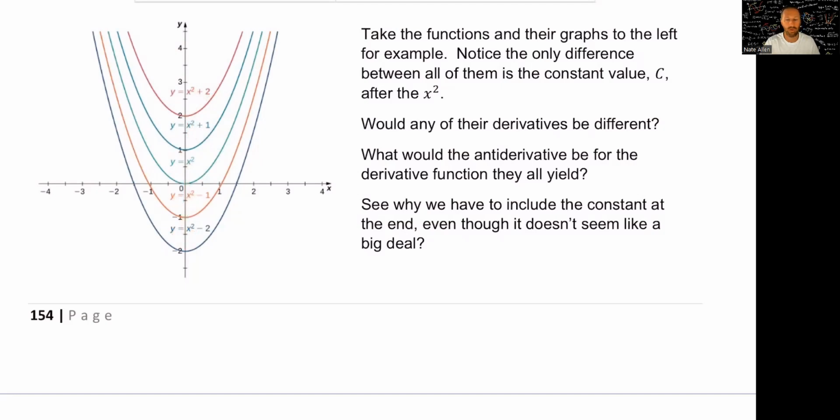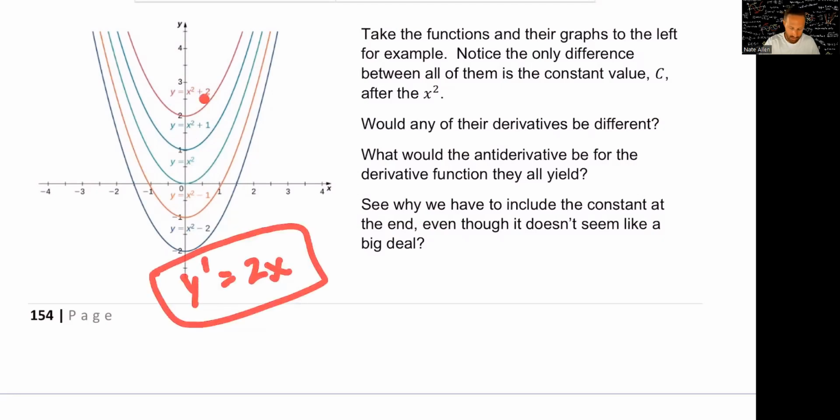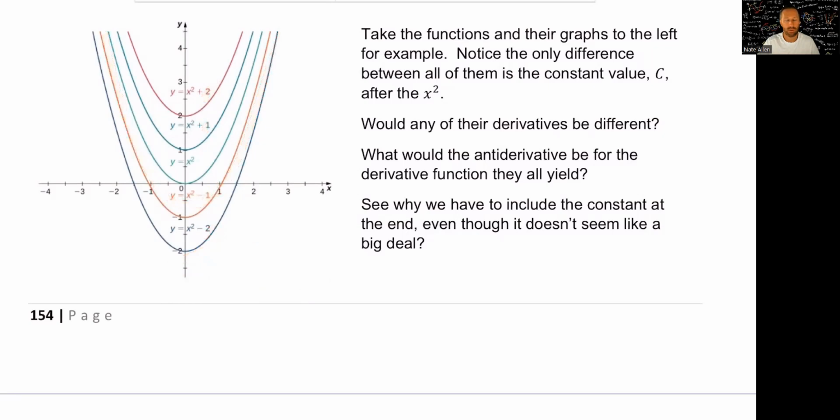But if I take the derivative of every single one of those, you can see that we would just get 2x. The constants would all just cancel out and get a 0, because the rate of change of all of these is going to be the same. So hopefully that gives you a better idea of why we have to have the plus c, because it could be there, even though you don't see it.